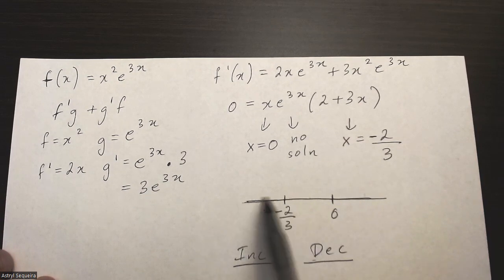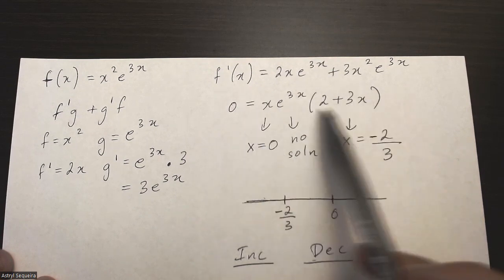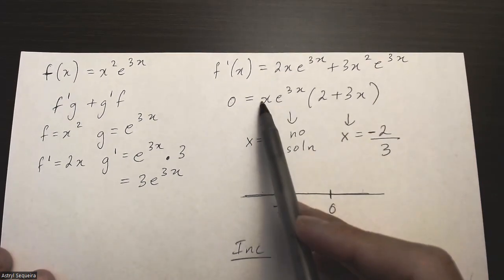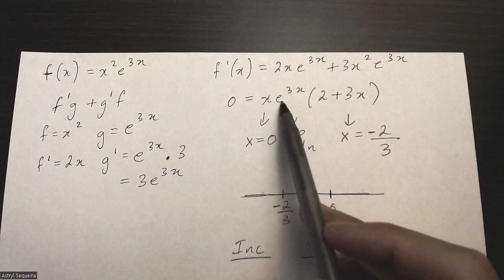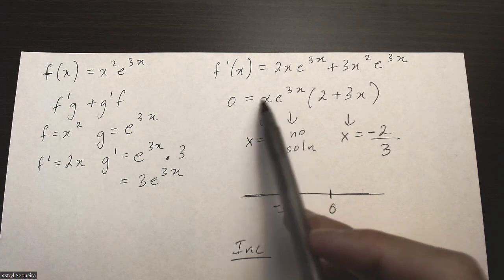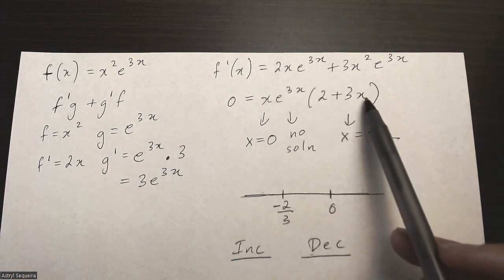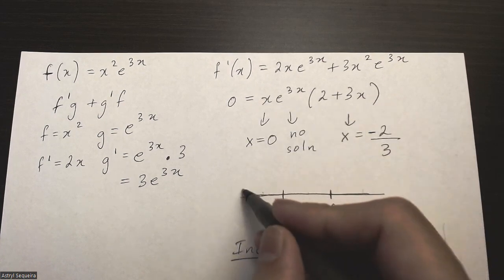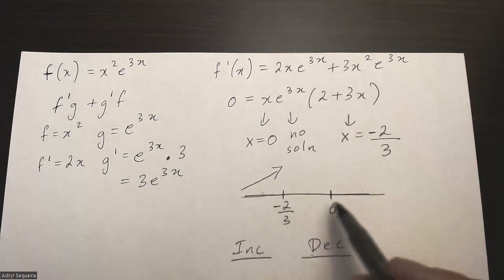Let's look at the first interval. You can pick any number from the first interval. I'm just going to pick negative 1. So I'm going to sub in negative 1 into my derived equation. I'll use the simplified version over here because it's a bit easier. So if I have negative 1 times e to the negative 3, that's still going to be a negative number because e is always positive. This is all going to be negative. Then 2 plus 3 times negative 1 is also negative. So I have a negative times a negative, which is a positive value, which means that my graph is increasing in that interval.